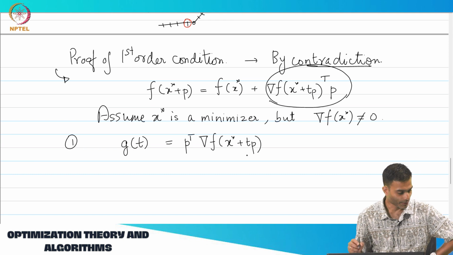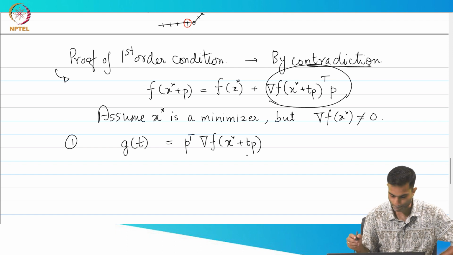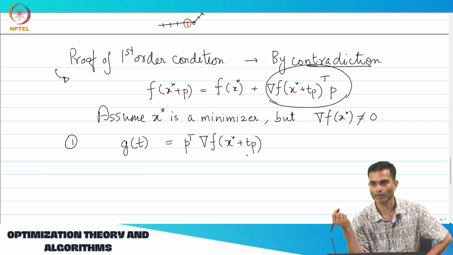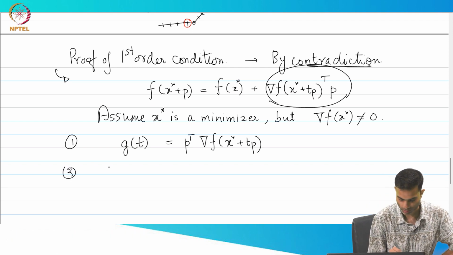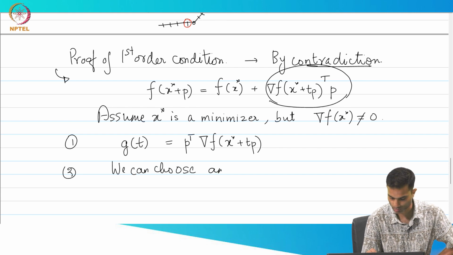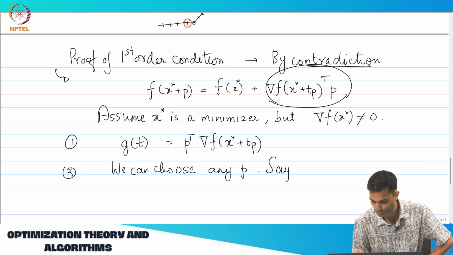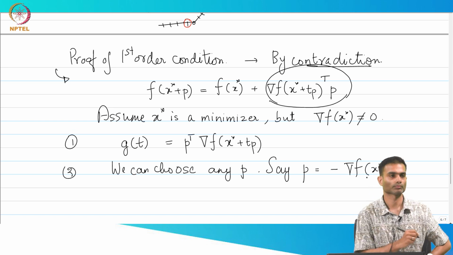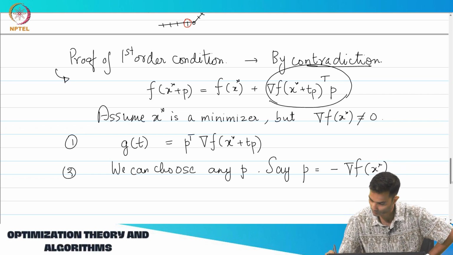Now I'm going to try to see what good this does us. So now p is left unspecified. I have not said anything about p. p can be any point that I want, so it's up to me to choose this p. So we can choose any p. Supposing I choose p to be the negative gradient of f at x star.